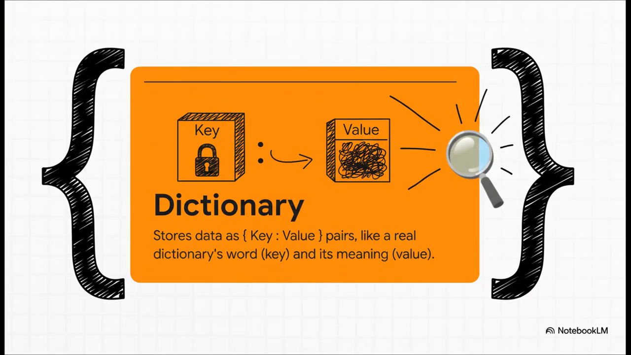Okay, so what is a dictionary officially? In Python, it's a collection that stores data in what we call key-value pairs. And you see those curly brackets on the screen? That's your big signal that you're looking at a dictionary. Just think of the key as a unique label, like a word in a real dictionary, and the value is the information that label points to, the definition.